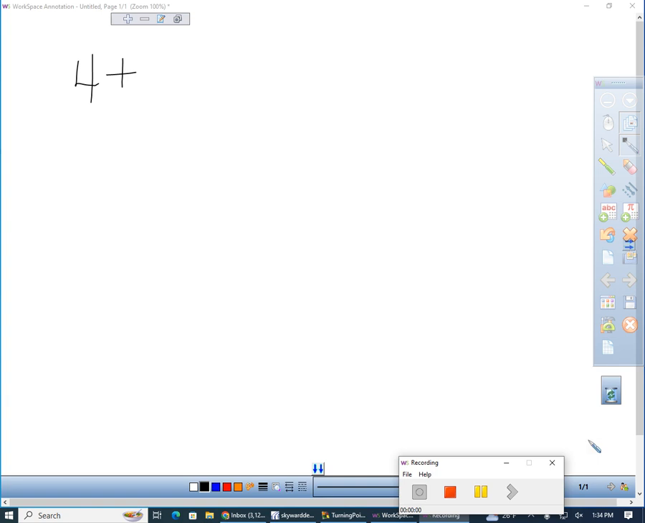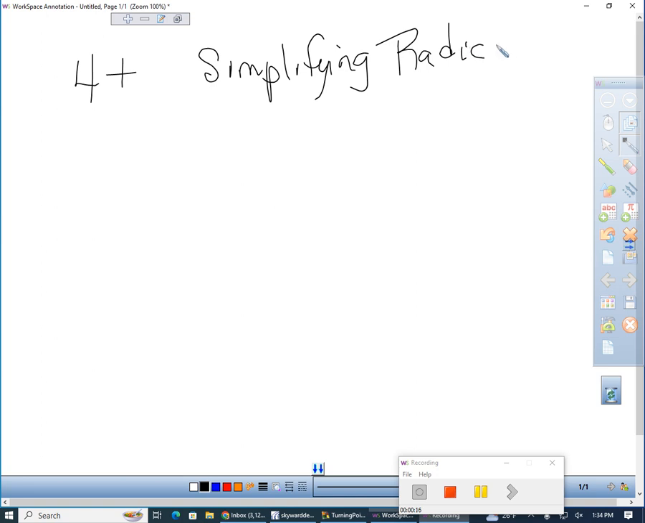Section today, 4+, because it's an additional section in Chapter 4 to help us be successful. This is simplifying radicals. So first thing I want to talk about is reminding you how we simplify radicals. And then we can add some of the other fun stuff to the radical.